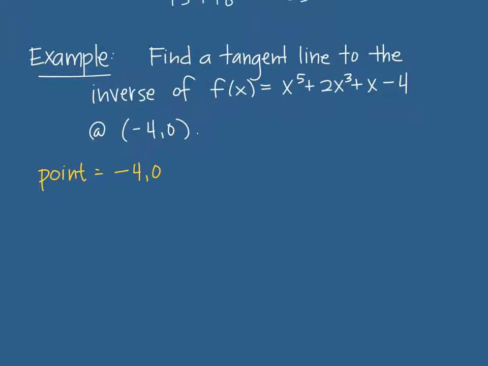Negative 4, 0 is on which of the two functions? The original or the inverse, the way it's written? Check it. If you plug negative 4 in, are you going to get 0? No, if you plug 0 in, you're going to get negative 4. So negative 4, 0 is on the inverse. Which means 0, negative 4 is on the original. Our slope.